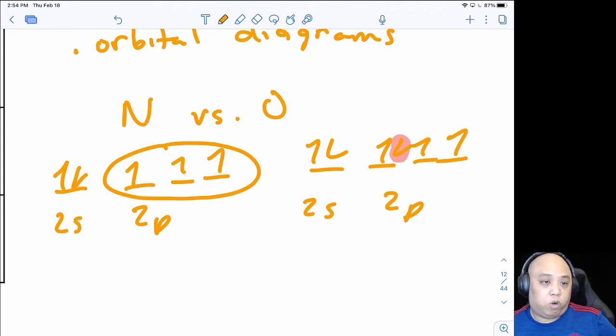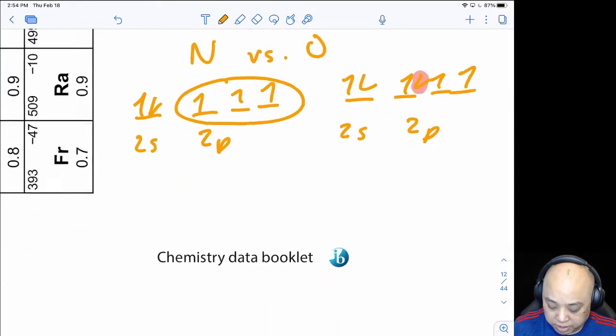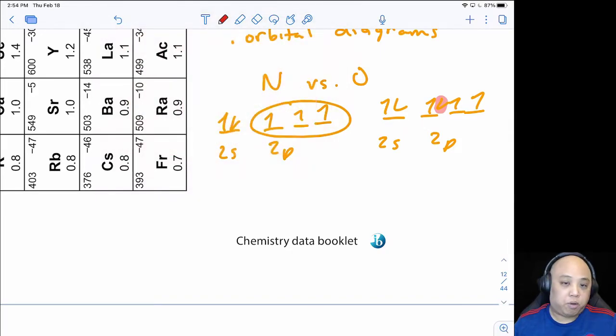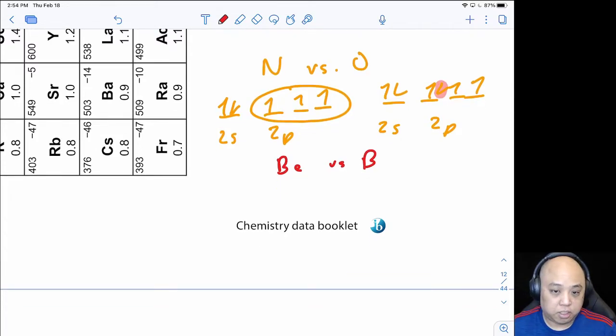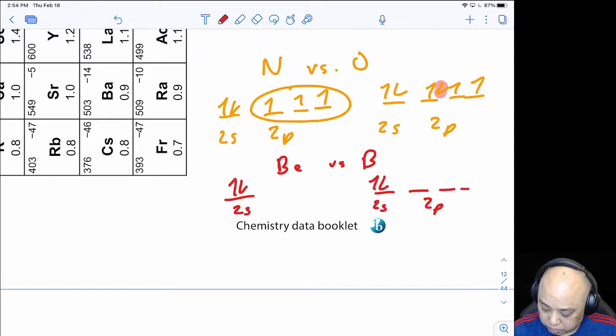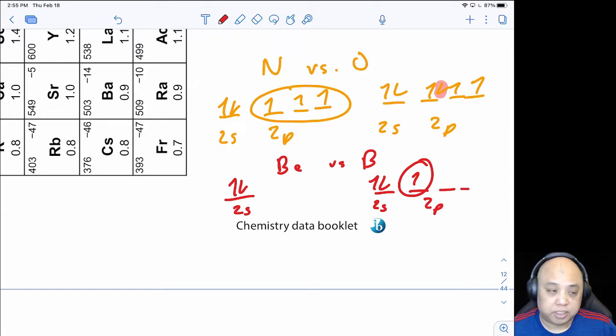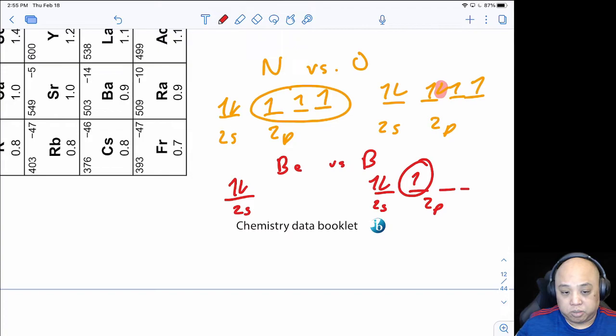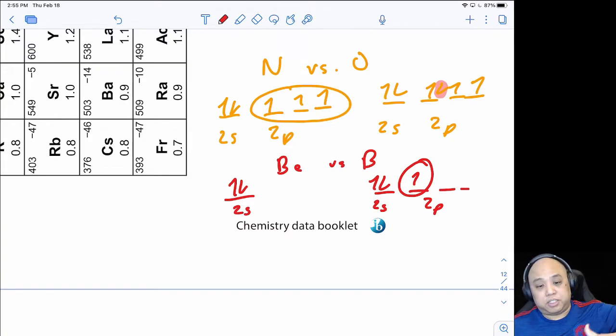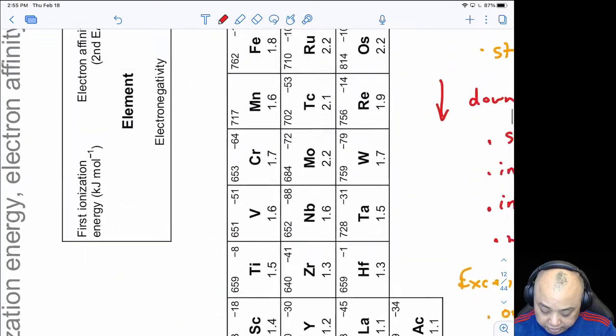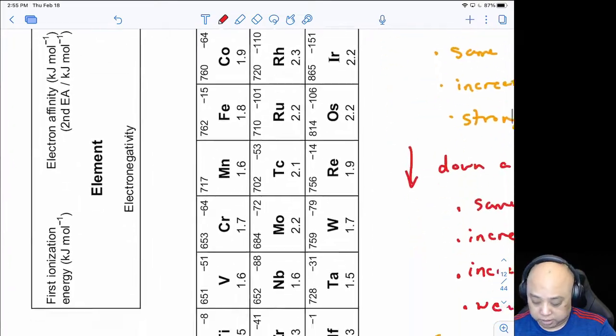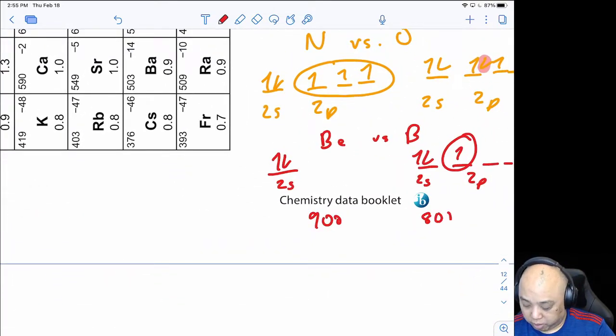So a lot of these trend exceptions have to do with that concept of how the electrons are arranged. For example, beryllium versus boron is another common example. Beryllium being this, and boron being this. Well, boron is able to more easily lose its electron to empty out a 2p sublevel than beryllium is to lose one from an already full 2s. And so you see that difference when you look at beryllium's ionization energy versus boron's. This one's 900 and this one's 801, even though according to our general trend, boron should be higher.